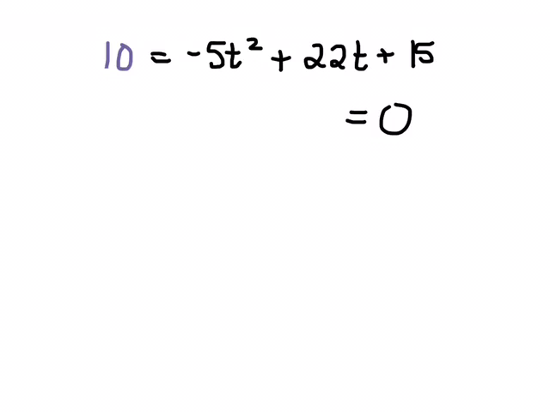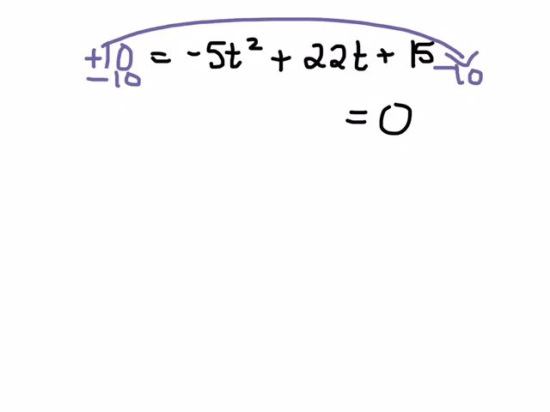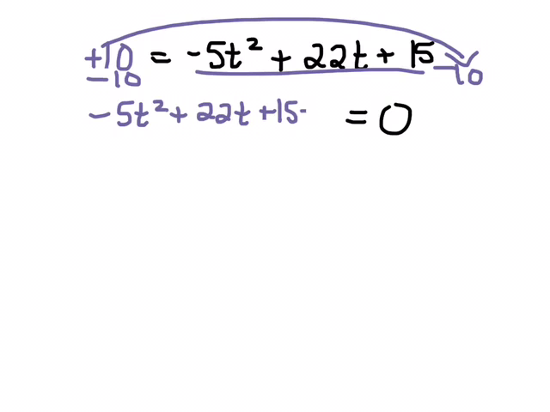I want to move this plus 10 to the other side. Well, we're not really moving it, but we're subtracting 10. So I have negative 5t squared plus 22t plus 15 minus 10 equals 0. There's nothing on that side now. Simplify. What does it become? Negative 5t squared plus 22t. What's 15 take away 10? 5.